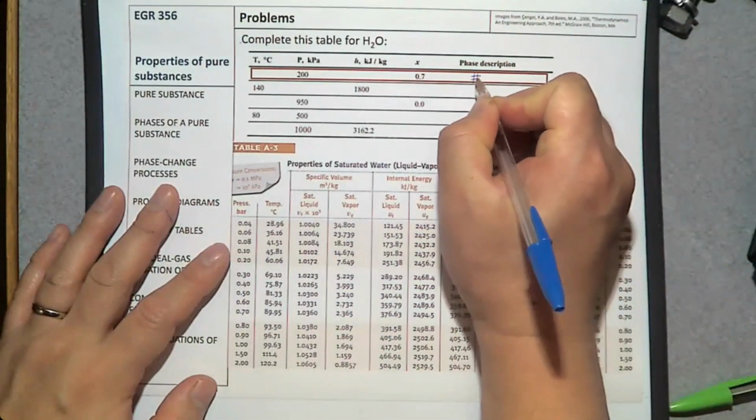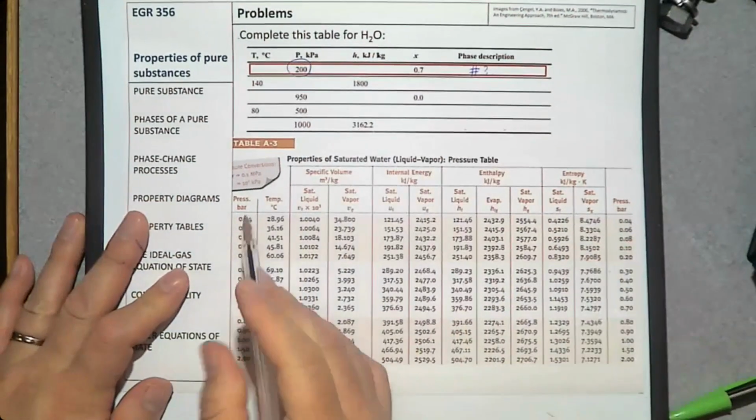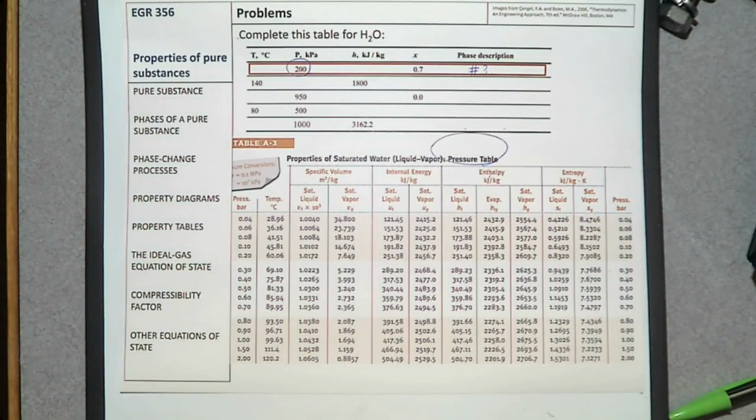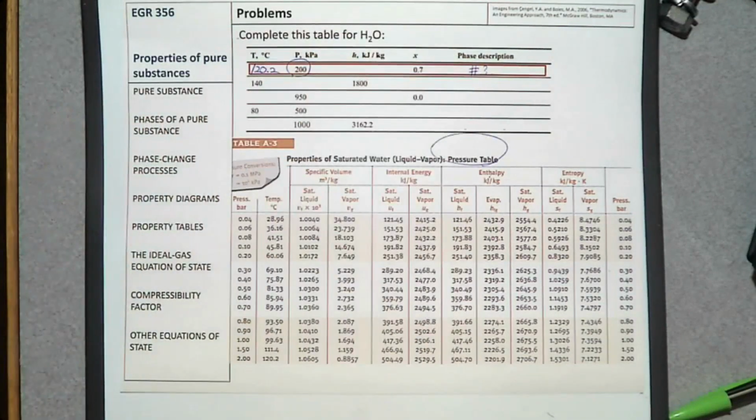So this is phase change process number 3. At 200 kilopascal on this table A3 pressure table, there is a 200. Wait, it's 2, but the unit is bar. So 2 bar is 200 kilopascal. What is the saturation temperature? 120.2. So you can write 120.2.